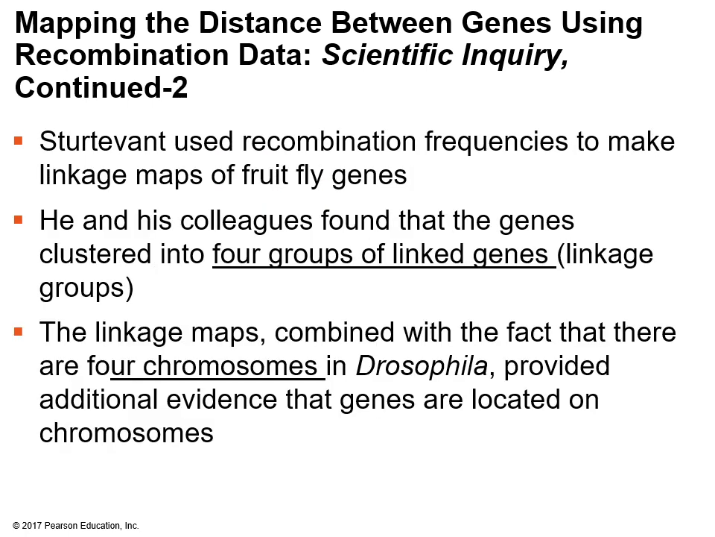Sturtevant used recombination frequencies to make linkage maps of fruit fly genes. He and his colleagues found that the genes clustered into 4 groups of linked genes, linkage groups. The linkage maps, combined with the fact that there are 4 chromosomes in Drosophila, provided additional evidence that genes are located on chromosomes.